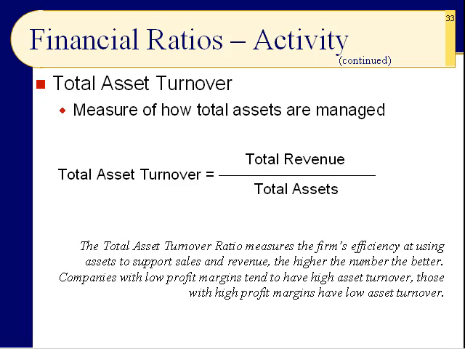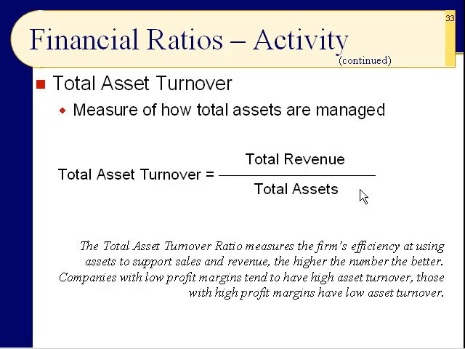Slide 33. The total asset turnover. Well, this is a measure of how the total assets are managed with regard to the revenue. So we take that total revenue, again, the 160,340, but this time we divide it by the total assets, 256, and we get about 0.6, about every 6 months or so, less than 6 months. But the total asset turnover measures the firm's efficiency at using assets to support sales and revenue.